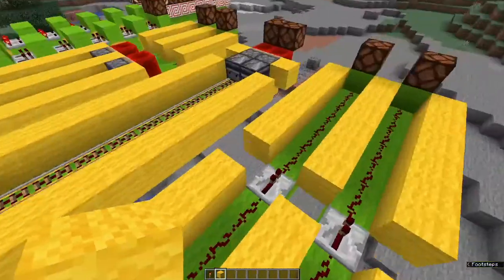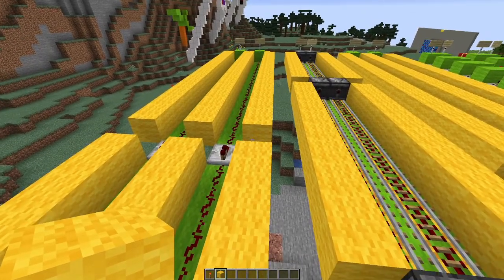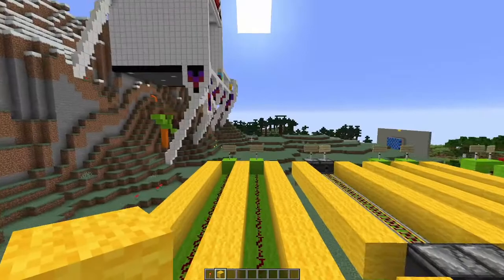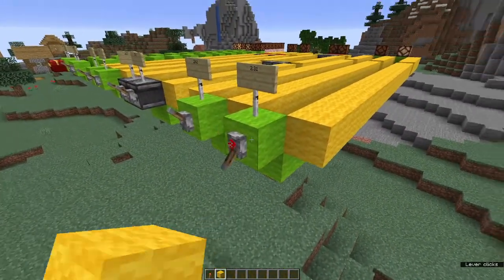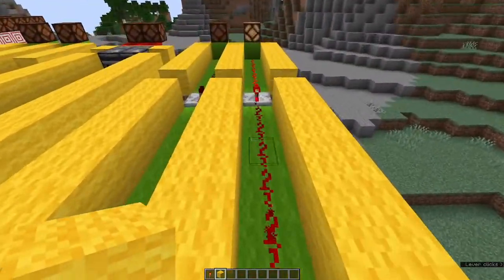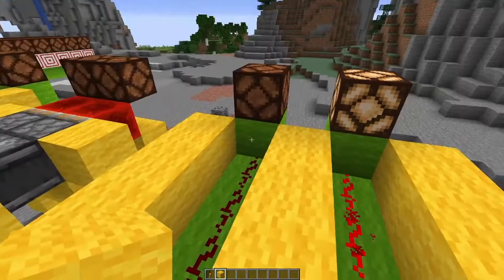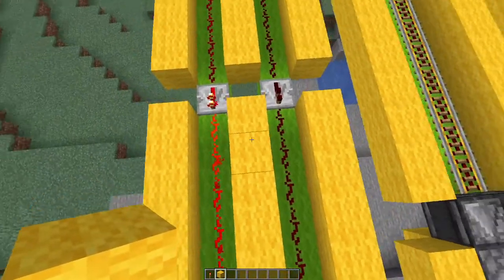So let me go ahead and go through each one of these transfer lines, explain how they work to you, and then we're going to get right into the data of this situation. So first, you obviously have this simple repeater line. When you flip a lever, it's going to transfer through the redstone line into the repeater, which is going to boost it back to 15, and then it's going to go back. And it can keep on going like that.